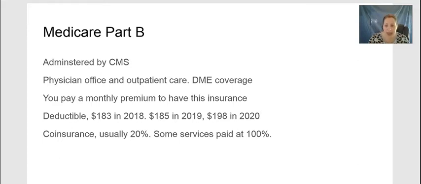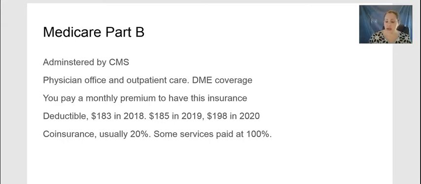You do pay a monthly premium to have this insurance. So this is not that free gift when you turn 65. This is offered to you also when you are turning 65. But you have the opportunity to say no. When we get into the chapter, we'll talk about why somebody might want to say no.